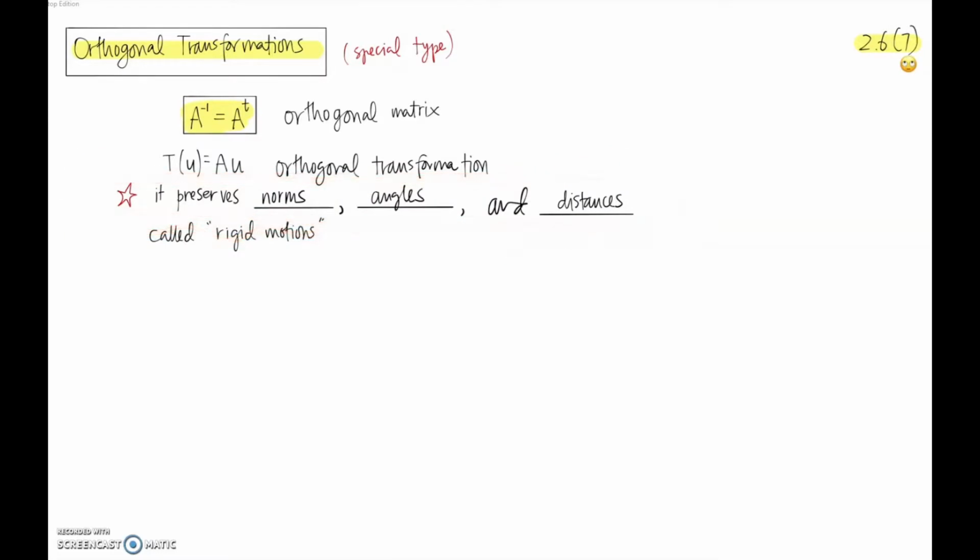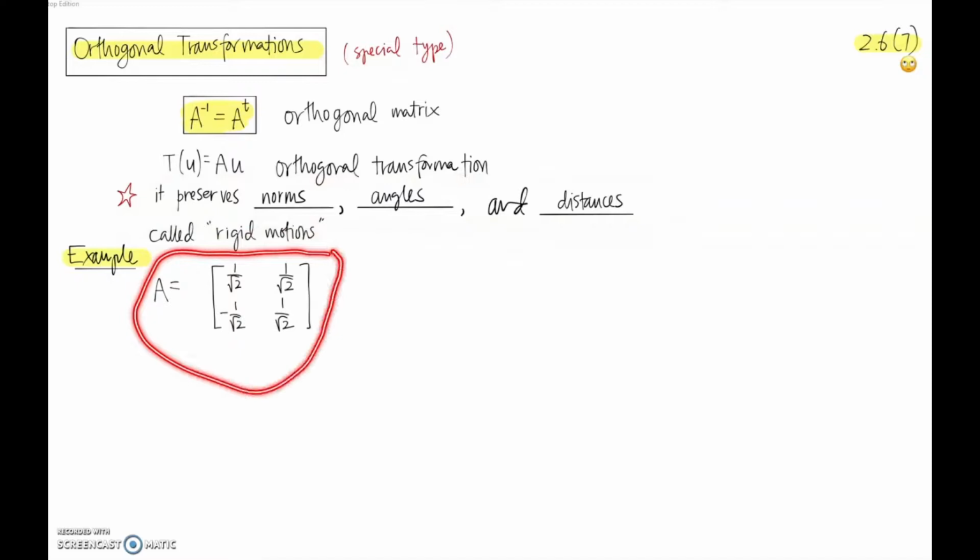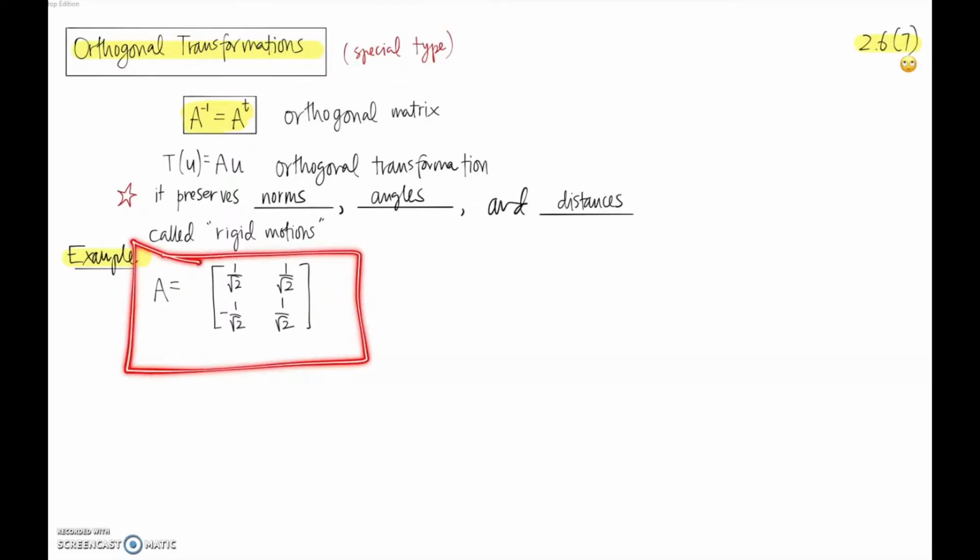But first, let's look at an example. I'm looking at this matrix right here as a transformation. A is all of these guys. And looking at it, I'm getting a little suspicious. All these square roots of 2 remind me of trig and some sine and cosine. So maybe it has something to do with that. Maybe it doesn't. But I suspect this is an orthogonal matrix, and we're going to verify that it is.